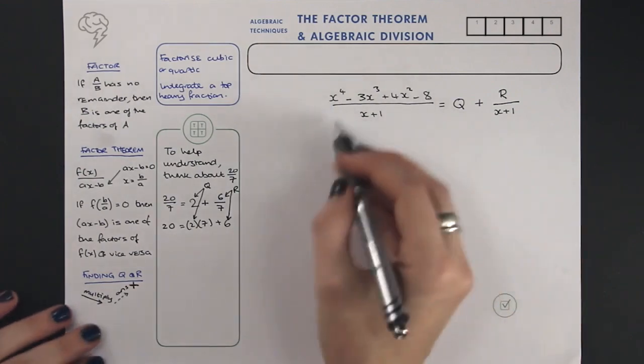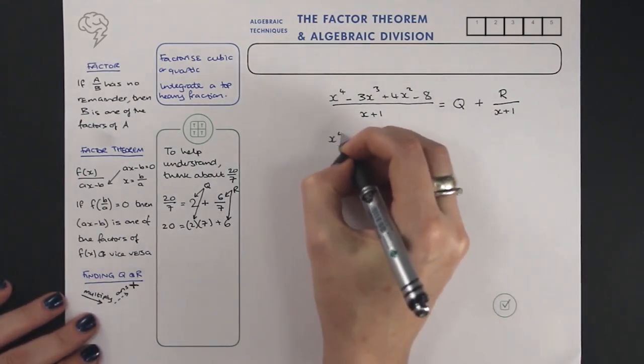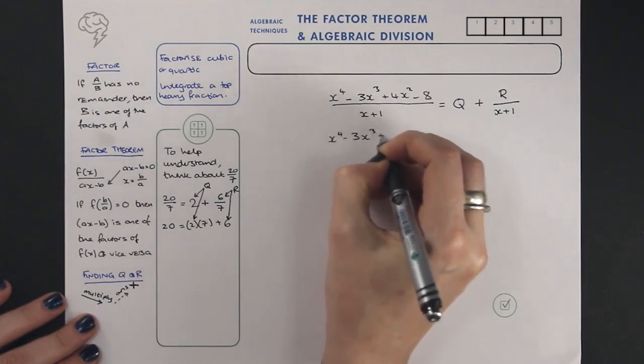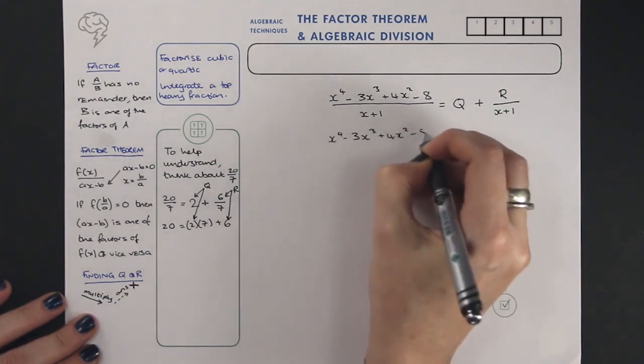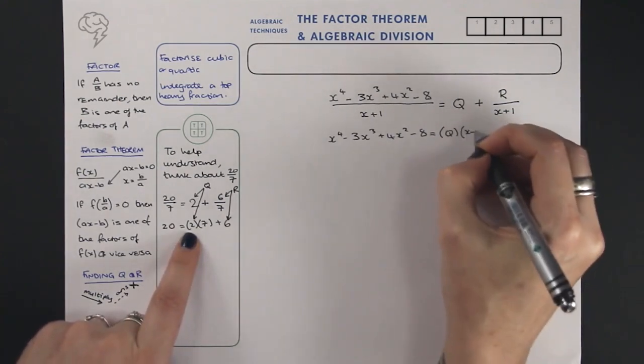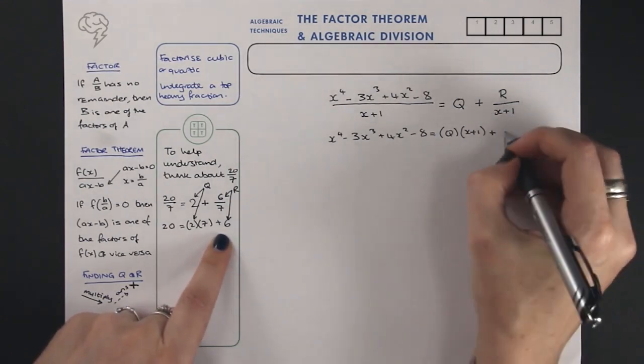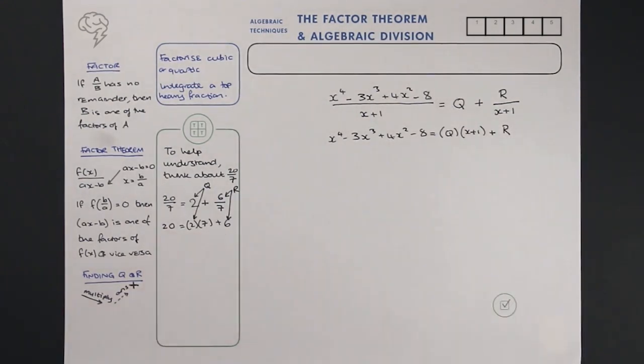Right, let's have a look what happens when we do the same thing here. So let's multiply both sides by x plus 1. We're going to get x to the 4 minus 3x cubed, add 4. We're just going to get the top, aren't we? The top is equal to the quotient, like the 2 here, multiplied by the x plus 1, and then the remainder. Multiplying this by x plus 1 just gives the r, so there it is revealed nicely.